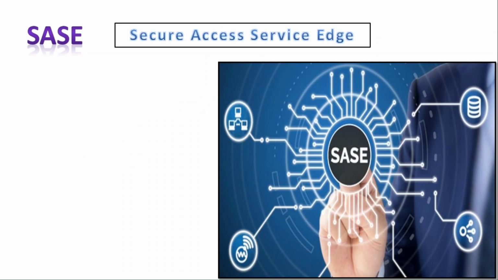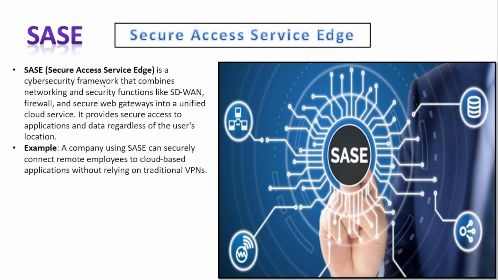SASE, that is Secure Access Service Edge. So SASE, or Secure Access Service Edge, is a cybersecurity framework that combines networking and security functions like SD-WAN, firewall, and secure web gateways into a unified cloud service. It provides secure access to applications and data regardless of the user's location. Example, a company using SASE can securely connect remote employees to cloud-based applications without relying on traditional VPNs.